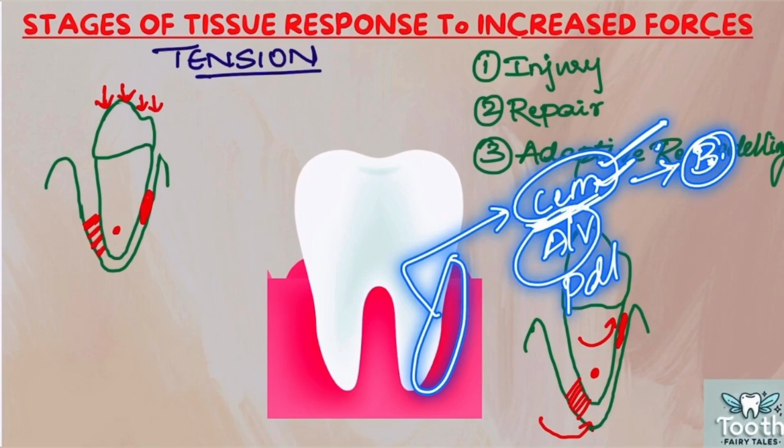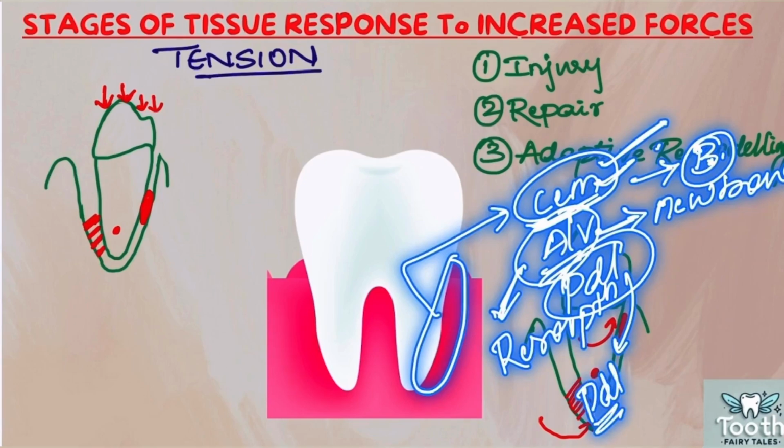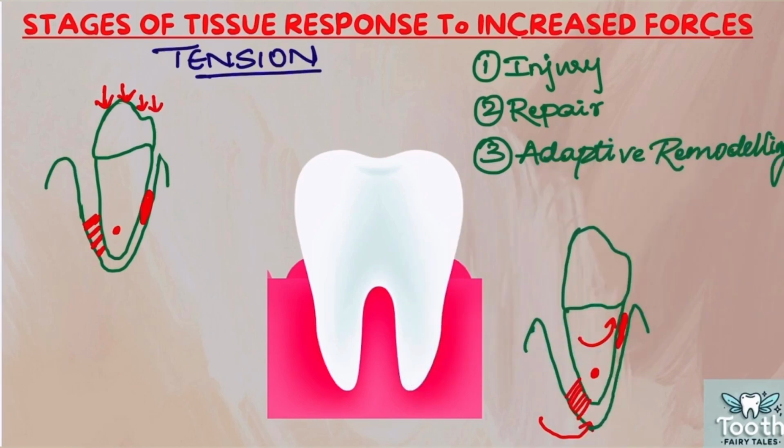And when it comes to the alveolar bone, resorption has happened in the injury phase. So in the repair phase, the body tries to compensate the lost bone and it forms new bone. And when it comes to the PDL, the periodontal ligament is damaged in the injury phase, whereas in the repair phase, the body tries to remove all the damaged tissue and it produces new connective tissue cells. So the newly formed cells try to restore the injured periodontium.